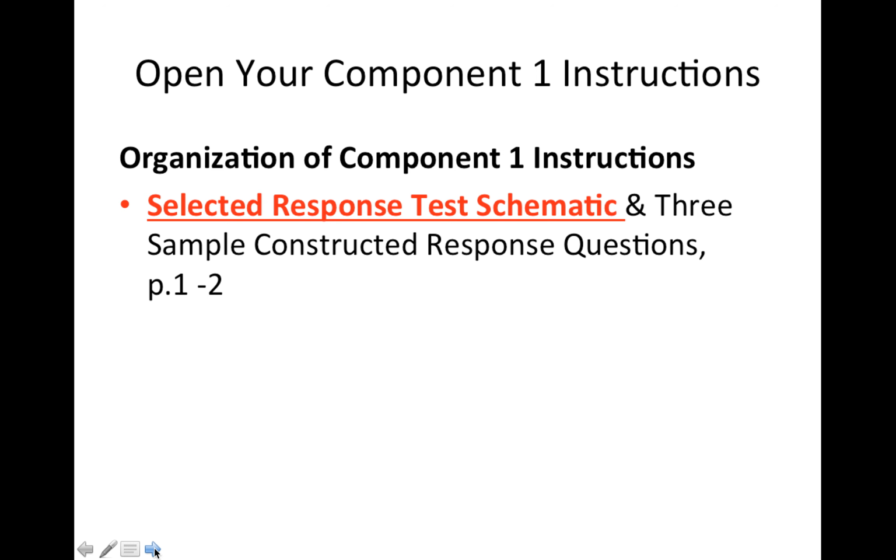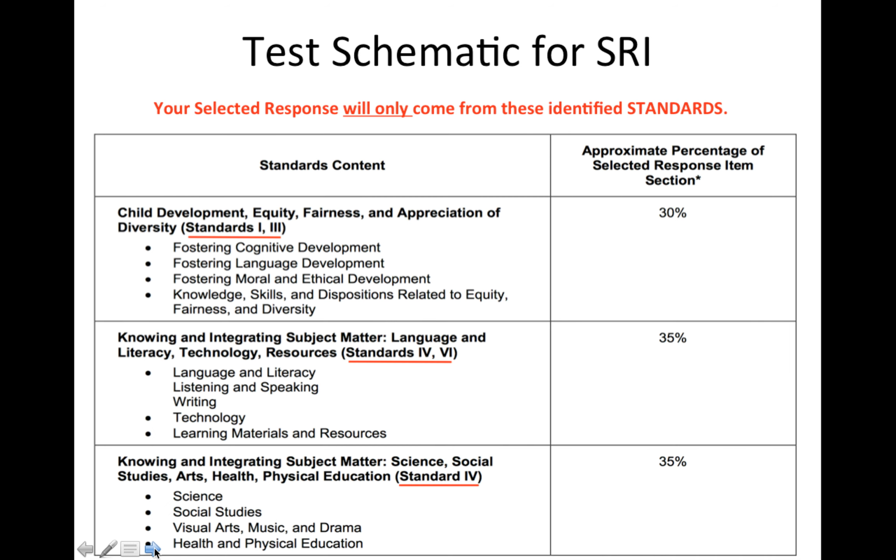So when you open up your Component 1 instructions, you should be looking at a table that looks something like this. Here we are looking at, I think, early childhood generalist possibly, and this is what their Component 1 multiple choice assessment looks like. Again, you will find this on page 1. Turn that page to page 2. Some of you are going to get lucky and find some more material on page 2.